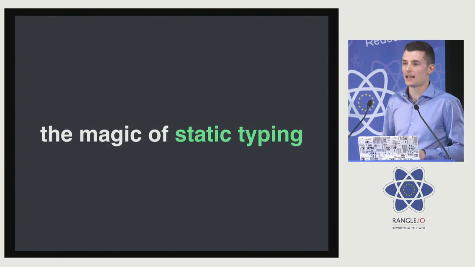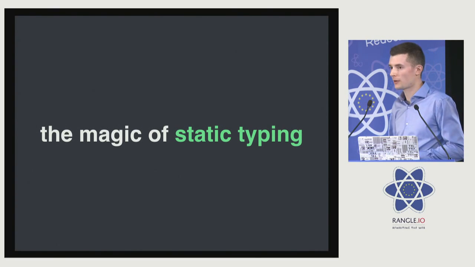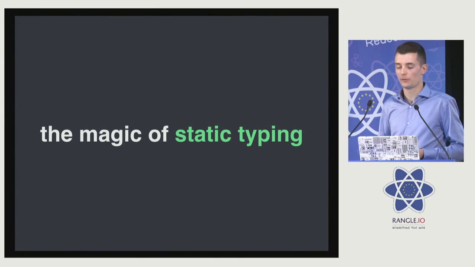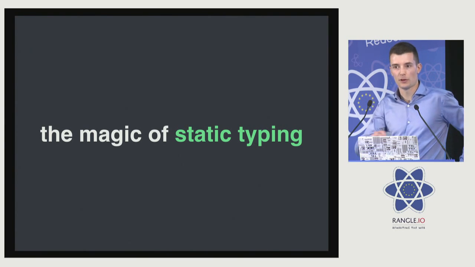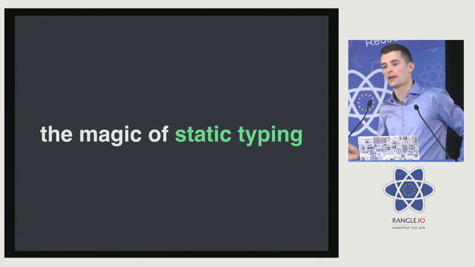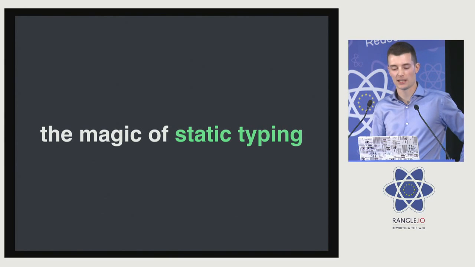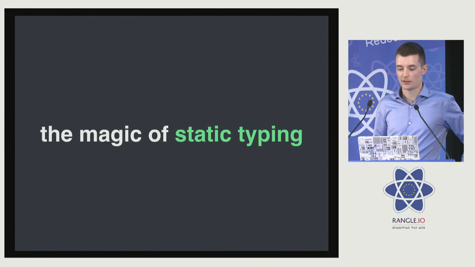A brief note on static typing. So I was talking to Jeff. I hope you guys saw his awesome talk yesterday about Flow. And it turns out Flow is written in OCaml. And OCaml can be compiled to JavaScript using a project called OCaml to JS or something. And so Flow can be compiled to JavaScript.